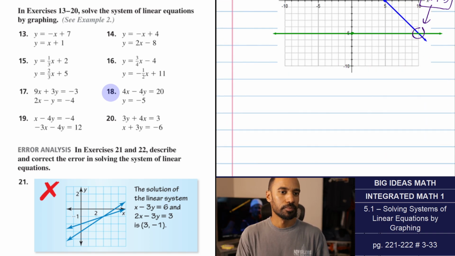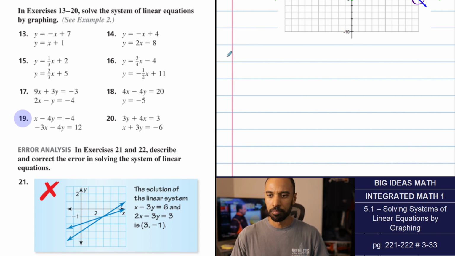Number 19. X minus 4y equals negative 4. Good for standard form.